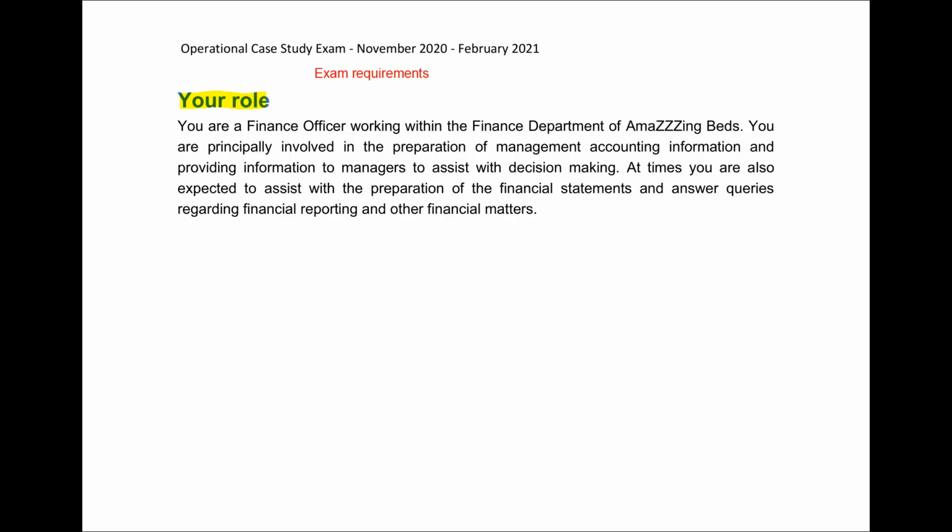With this context in mind, therefore, this section of the pre-seen is vital because it sets out the responsibilities that you will need to undertake as a staff member within AmaZZZing Beds as our fictional pre-seen company, and it therefore sets out and signposts the different requirements under which you are going to be tested in the exam.